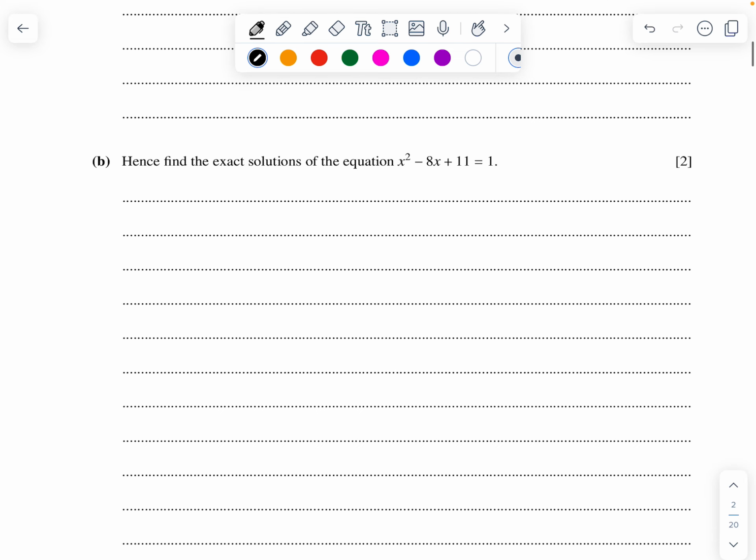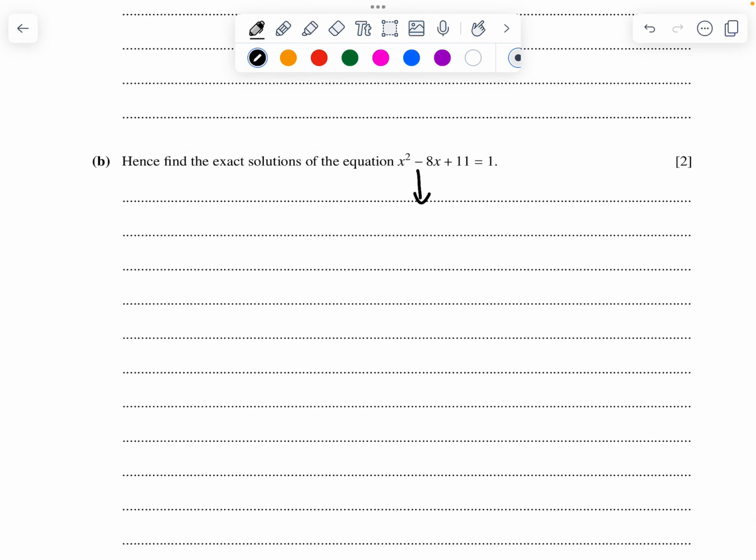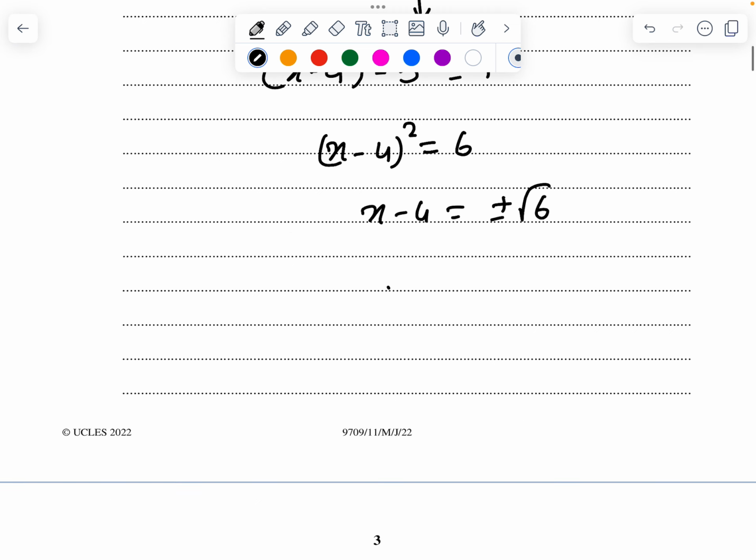In the next part, hence find the exact solutions of this one. Hence, we have found it out. It is (x minus 4) whole squared minus 5 equals 1. So (x minus 4) whole squared equals 6. x minus 4 equals plus or minus square root of 6. So what is the x value? 4 plus or minus square root of 6. That's going to be the answer.